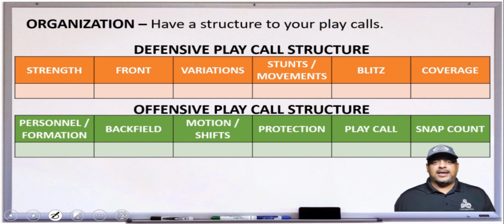Next is the protection. You got to have your protection. Whatever you use for protection, put that in. Then your play call, what it is you're trying to actually do. Is it a run play? Is it a pass play? Whatever those categories may be. And then finally, your snap count. So organization is huge. You got to make sure you have a structure to your play call.